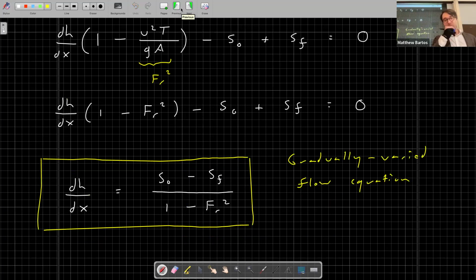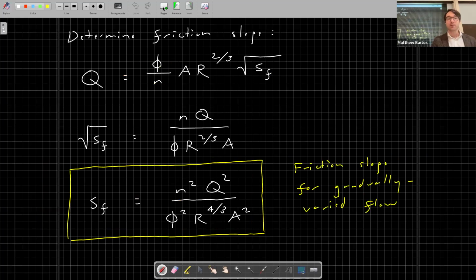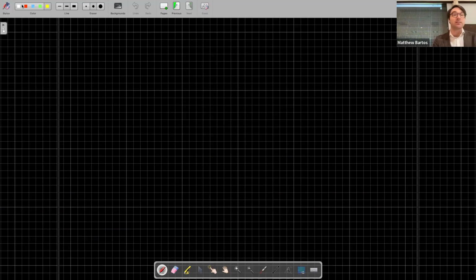Before we can simulate this, we need to come up with a scheme. As I mentioned, this is not a differential equation that we can solve by hand because it's nonlinear. The friction slope and the Froude number will both be nonlinear functions of the depth. So it can't be solved analytically, but rather we have to come up with a numerical way of solving this equation. So let's try to come up with a scheme.